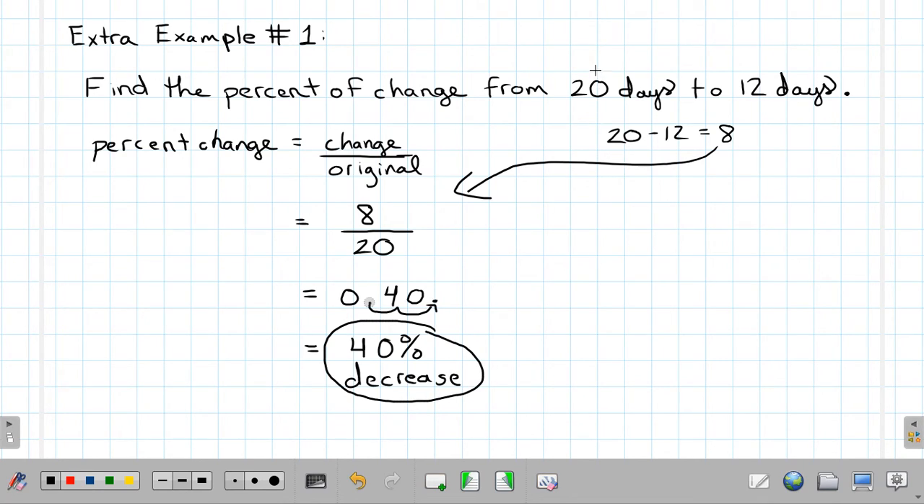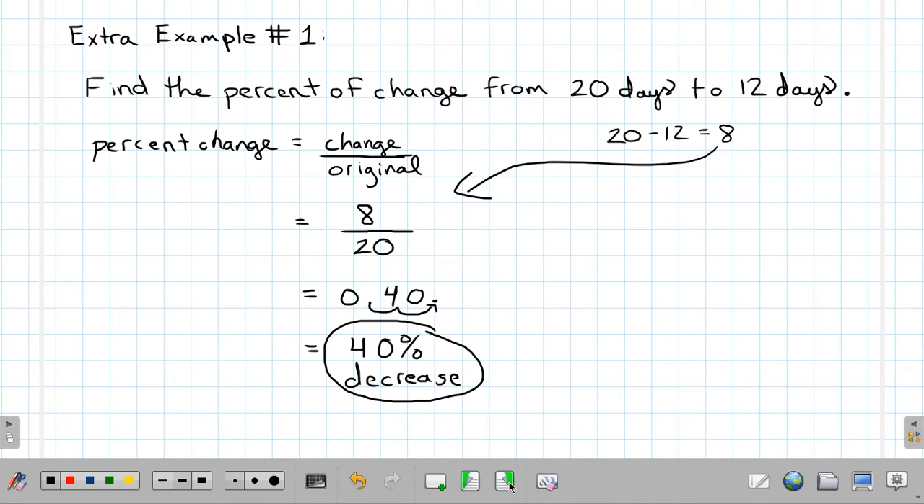That means we decreased the number 20 by 40% to get to 12. Okay, so we decreased by 40%. That means we decreased by 8 because 8 is 40% of 20. Okay, so kind of flashing back to what we did in the last section there. Okay, but a 40% decrease.